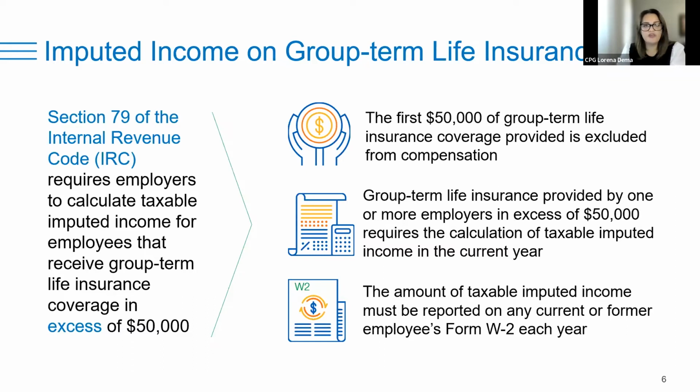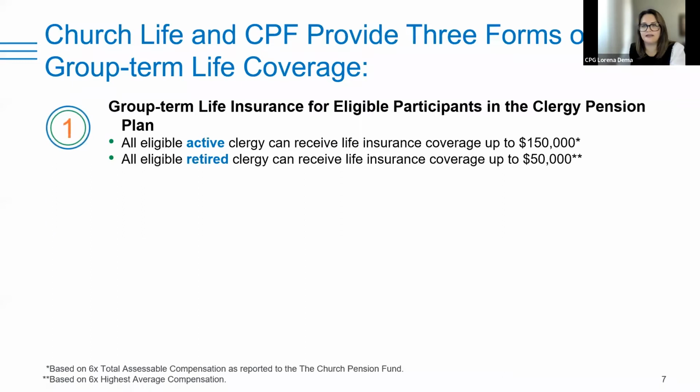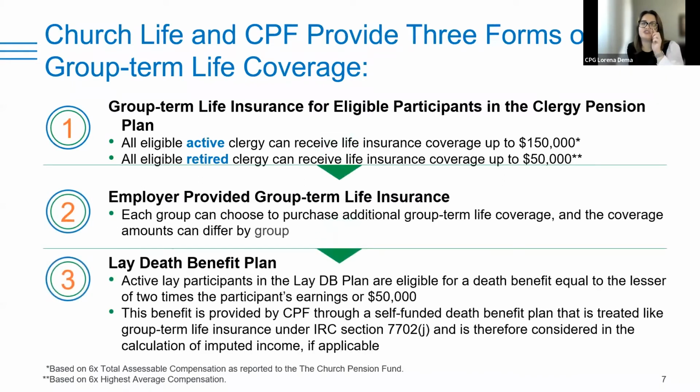All right, so moving on to the next slide. What are the Church Life and CPF forms of group term life insurance? We currently provide 3. I've listed them all here. The first one is the group term life insurance for all eligible participants in the clergy pension plan. This is also known as the 311 plan.